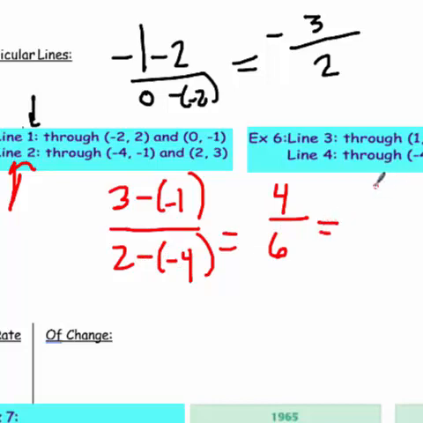And that would be 2/3. So let's evaluate their slopes. I have a -3/2 and a +2/3. Well, those look like they're negative reciprocals, and yes, they are. So example 5 is perpendicular.